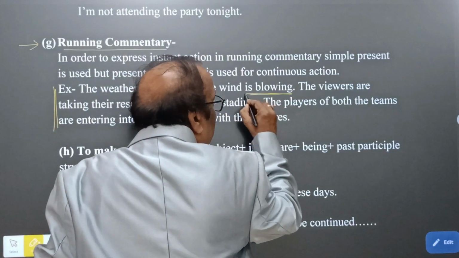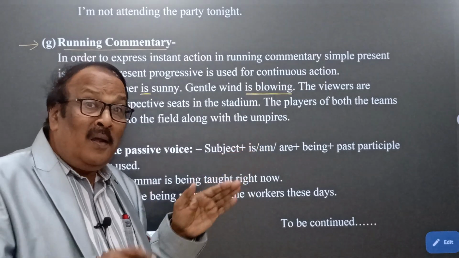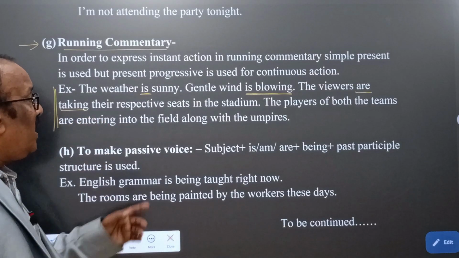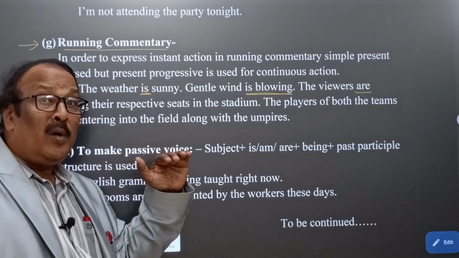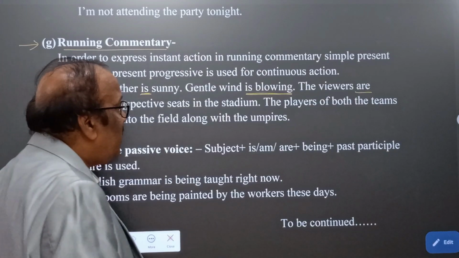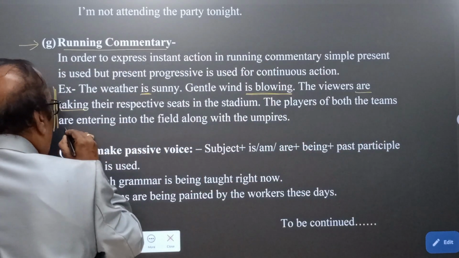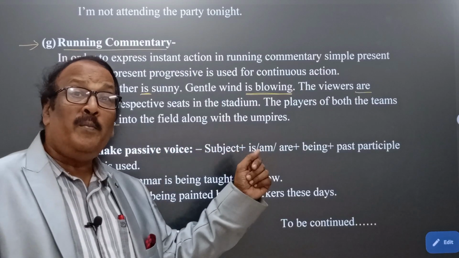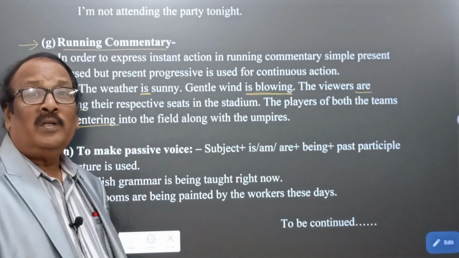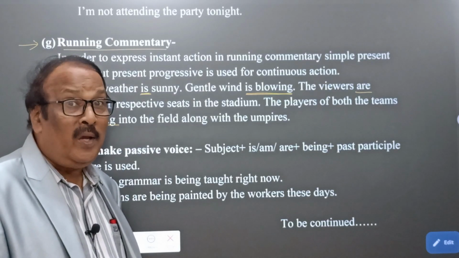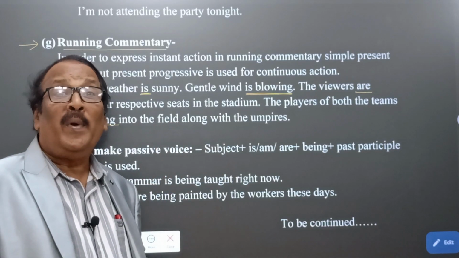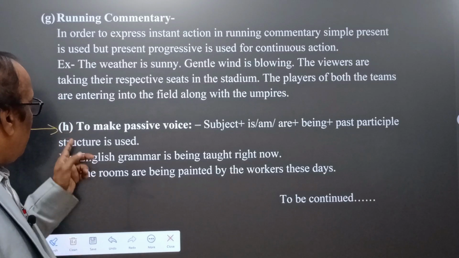Gentle wind is blowing, in the sense whenever running commentary is going on, the wind is blowing gently. Again, the viewers are taking their respective seats in the stadium. It means at the time of running commentary, the viewers are taking their respective seats in the stadium. Okay, side by side, the players of both the teams are entering into the field along with the umpires. It means the players along with the umpires are entering into the field before starting of the match. This is the way how we take the help of present progressive at the time of expressing running commentary for continuous action.